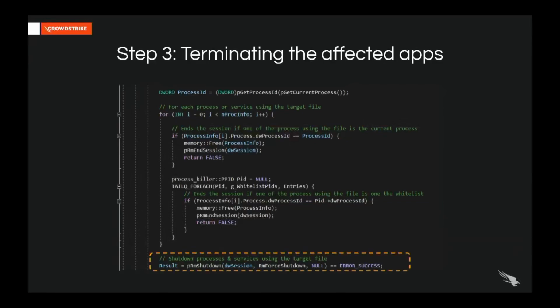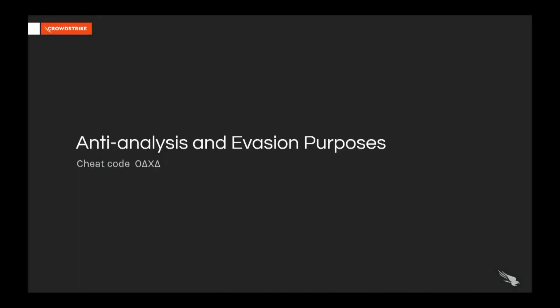And if it was checking all the boxes, they used RmShutdown, forcing the shutdown with this argument of those affected applications. This way, they could get rid of applications that were preventing them from encrypting files and successfully perform their malicious purposes. But that's not it. The Restart Manager can also be used to perform anti-analysis and evasion purposes.